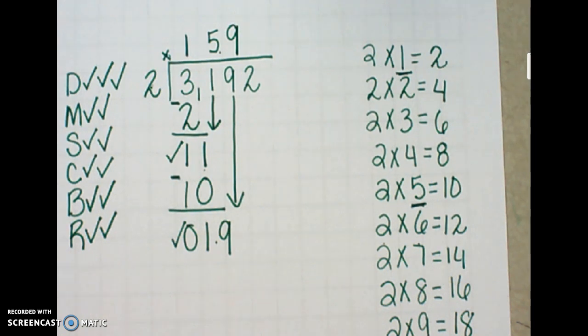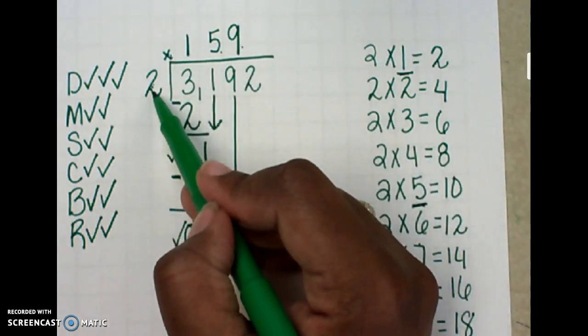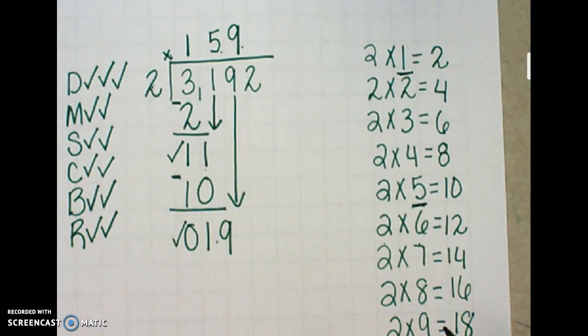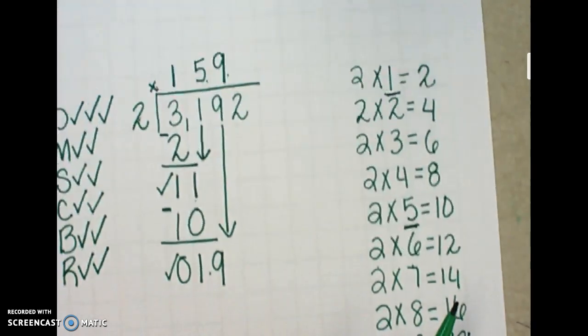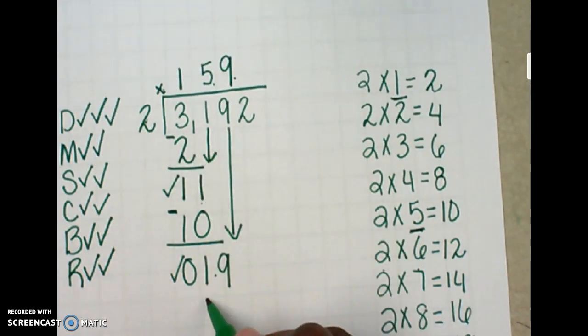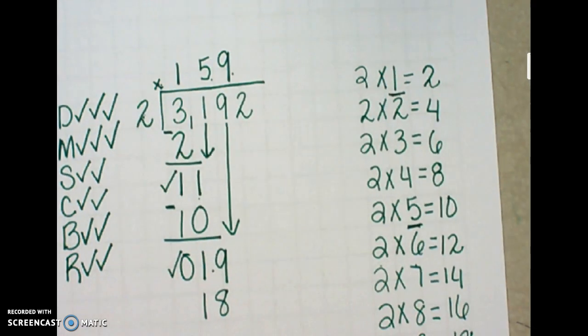Now I'm ready to multiply. 9 times 2. Well, 9 times 2 is 18. So I'm going to put my 18 directly underneath my 19. And then I'm going to put a check for multiply.